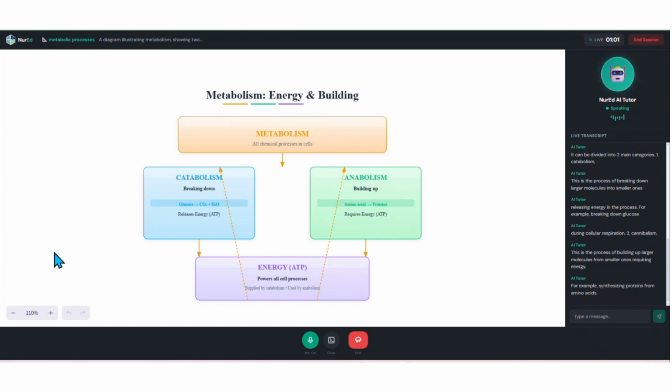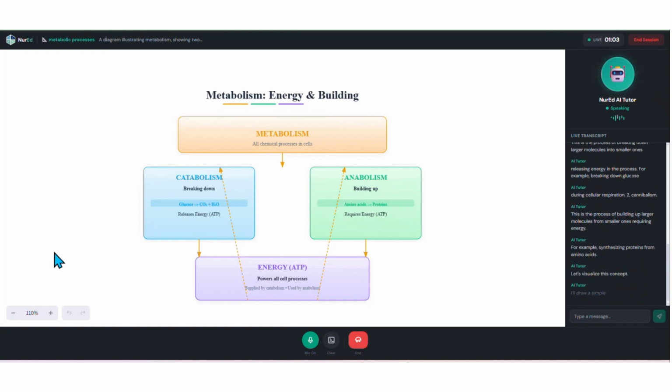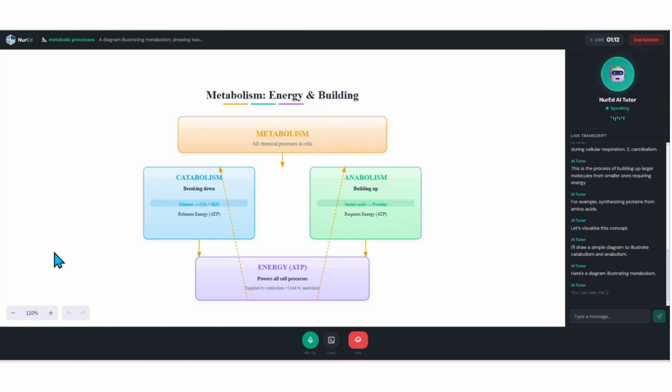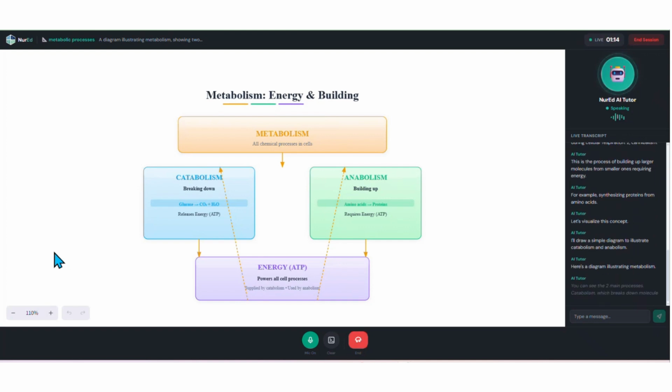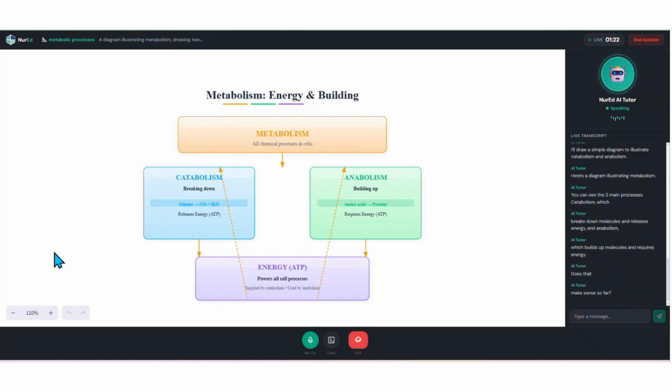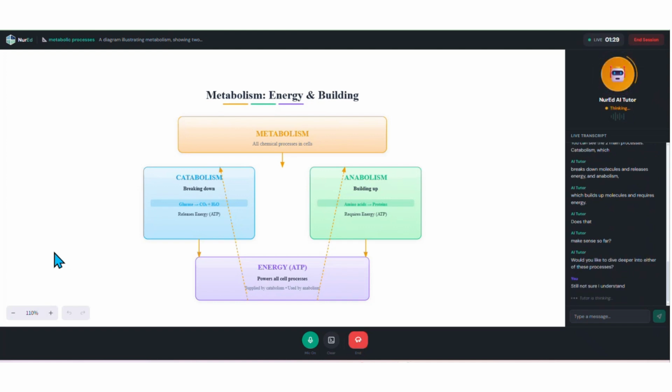Let's visualize this concept. I'll draw a simple diagram to illustrate catabolism and anabolism. Here's a diagram illustrating metabolism. You can see the two main processes: catabolism, which breaks down molecules and releases energy, and anabolism, which builds up molecules and requires energy. Does that make sense so far? Would you like to dive deeper into either of these processes? I'm still not sure I understand clearly. Can you explain it in another way?